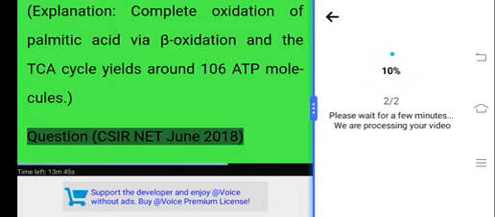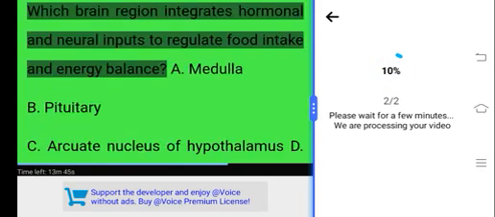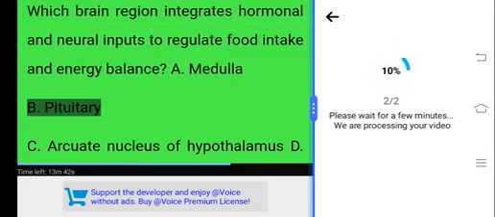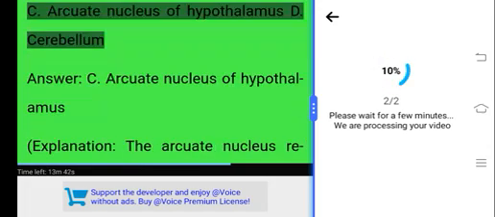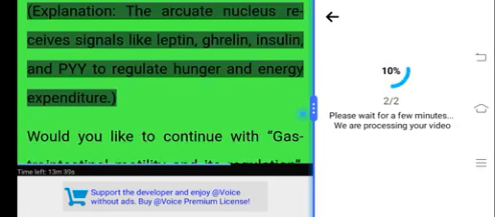Question. CSIR NET June 2018. Which brain region integrates hormonal and neural inputs to regulate food intake and energy balance? A. Medulla. B. Pituitary. C. Arcuate nucleus of hypothalamus. D. Cerebellum. Answer: C. Arcuate nucleus of hypothalamus. Explanation: The arcuate nucleus receives signals like leptin, ghrelin, insulin, and PYY to regulate hunger and energy expenditure.